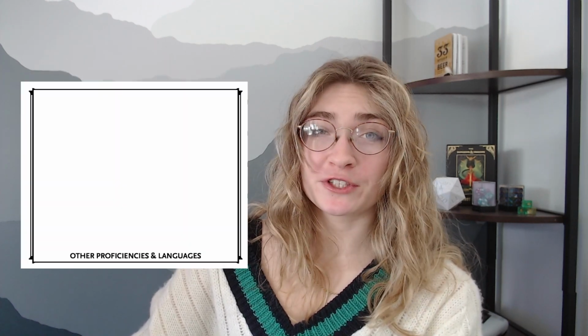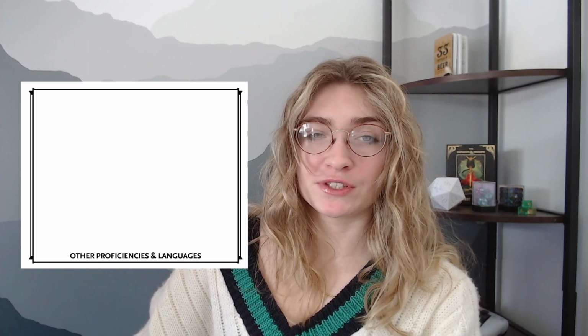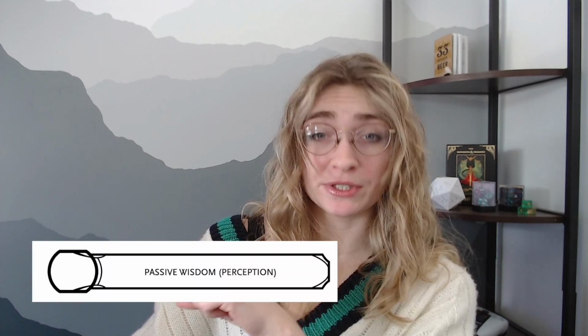Then there's other proficiencies and languages all the way over on the left. This could be a proficiency with musical instruments or a specific type of toolkit. It also might be another kind of language. This might come from your race or your background, and you'll be able to choose that when you are creating your character.